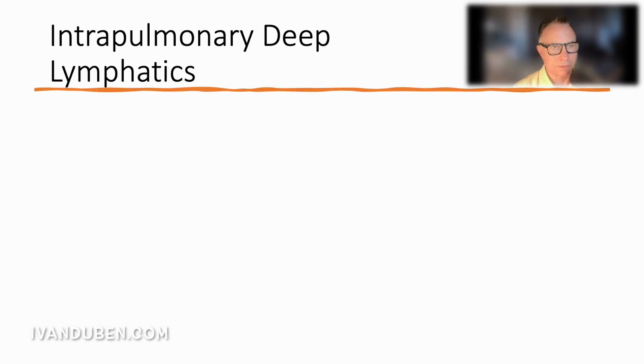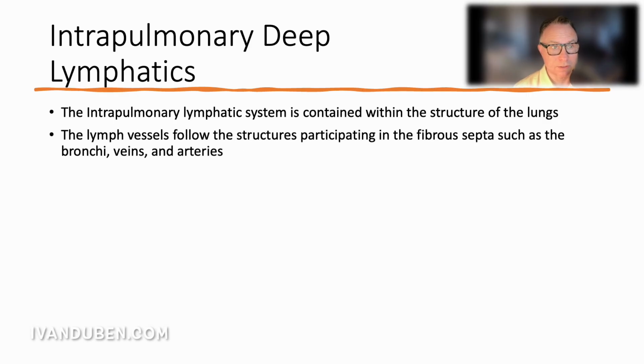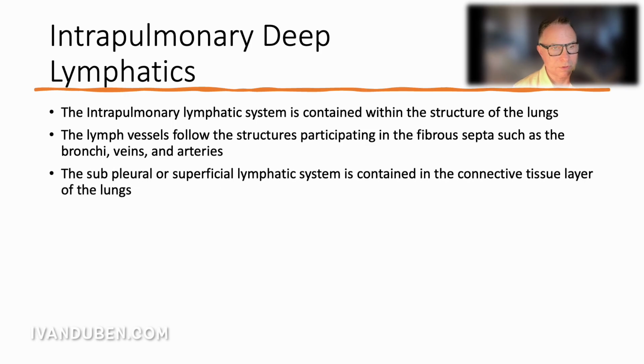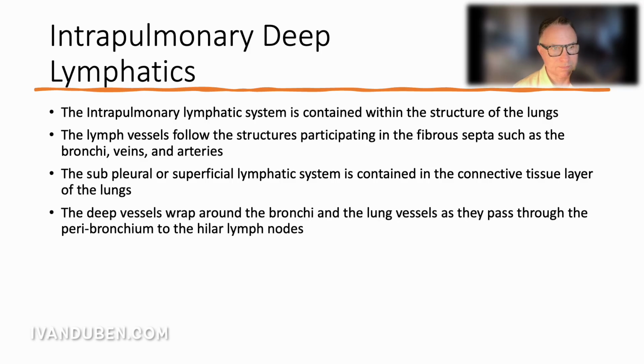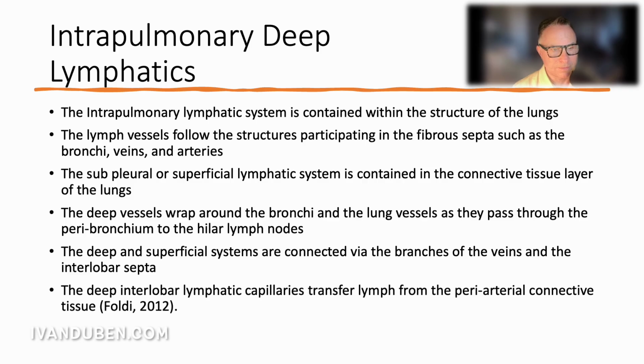Looking at the intrapulmonary deep lymphatics, the intrapulmonary lymphatic system is contained within the structure of the lungs. The lymph vessels follow the structures participating in the fibrous septa, such as the bronchi, the veins, and arteries. The subpleural or superficial lymphatic system is contained in the connective tissue layer of the lungs. The deep vessels wrap around the bronchi and the lung vessels as they pass through the peribronchium to the hilar lymph nodes. The deep and superficial systems are connected via the branches of the veins and the interlobular septa. The deep interlobular lymphatic capillaries transfer lymph from the periarterial connective tissues.